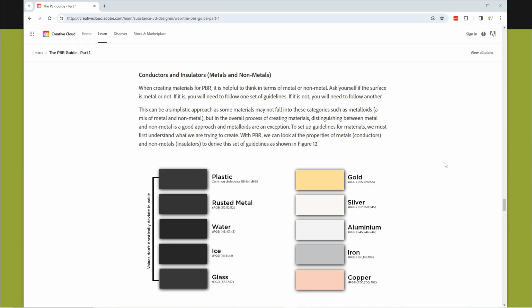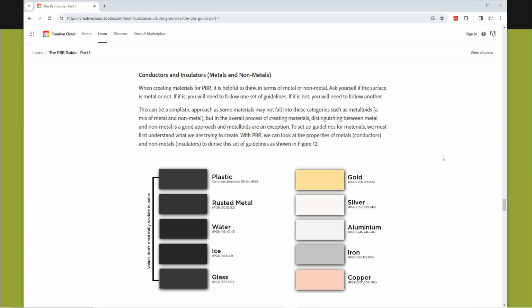But the overall process of creating materials is distinguishing them between metal and non-metal. A good approach is to set up some guidelines for the materials. We first have to understand what we're trying to create.